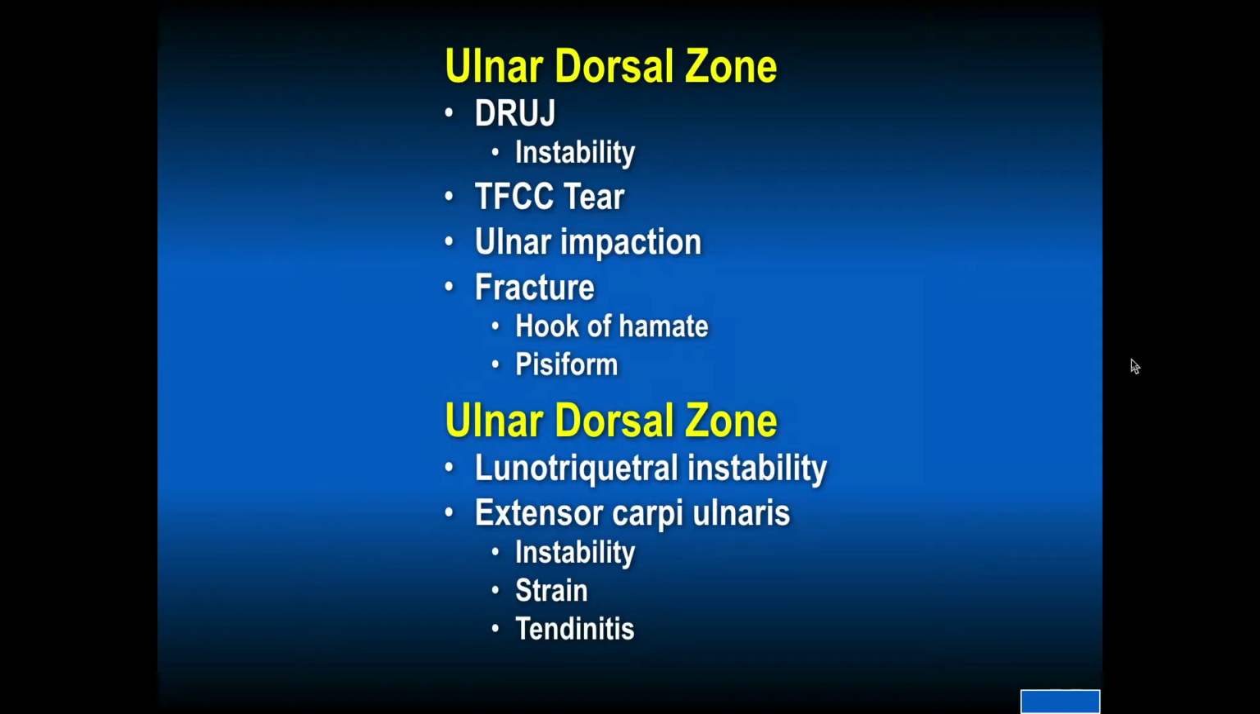The ulnar dorsal zone, distal radial ulnar joint instability, triangular fibrocartilaginous tear, ulnar impaction syndrome, fracture of the hook of the hamate and the pisiform. The hook of the hamate fracture would hurt more over the volar aspect. The ulnar dorsal zone, lunotriquetral instability, extensor carpi ulnaris instability, strain, tendonitis, which we see more often in a racket-type sport such as tennis.